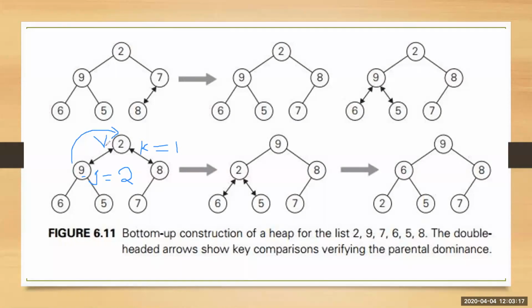V contains the value of 2. V is not overwritten. That means v is not lost. The value of 2 is present in v, and 9 overrides the value of the root node. Now 9 comes to the root node. So that is what you can see in the next diagram. So now what happens? What is the next step?